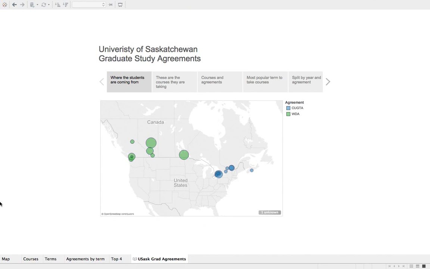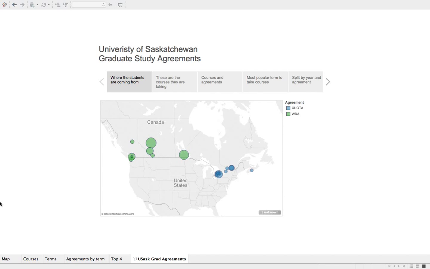The first one, I wanted to show where these students were coming from, so I created a simple map. In this map, I only am showing two of the agreements. I'm not showing the Saskatchewan agreement, since all of those students would be coming from one university. It was not necessary to show that on the map.